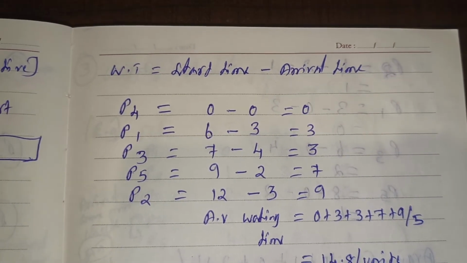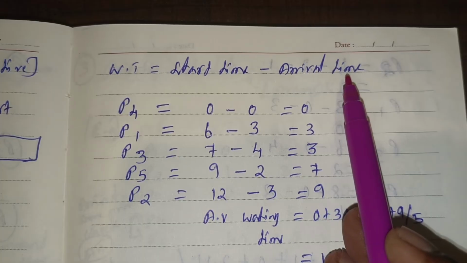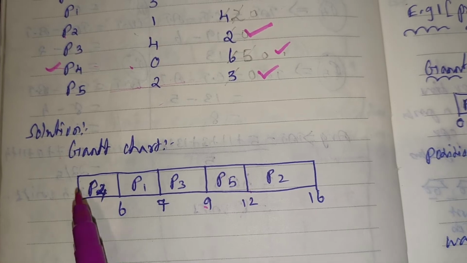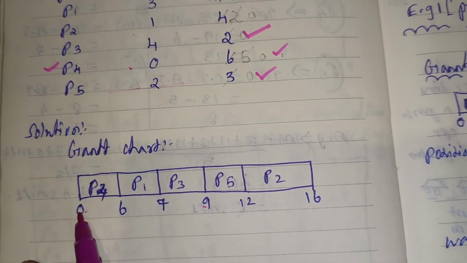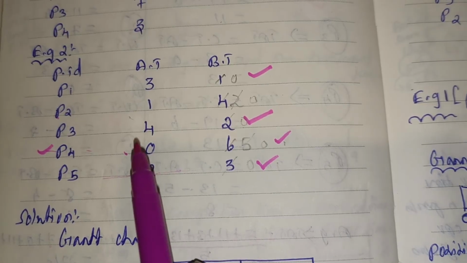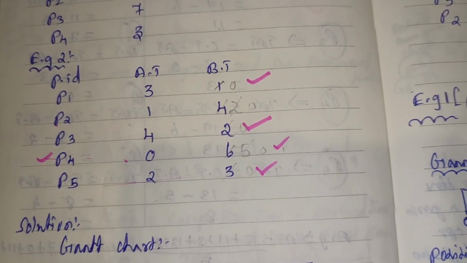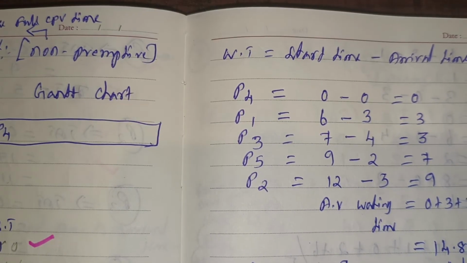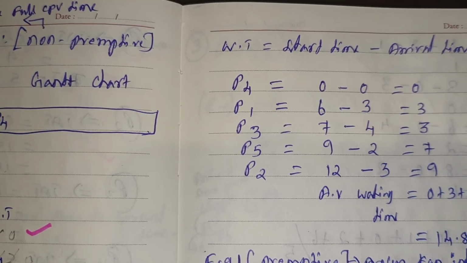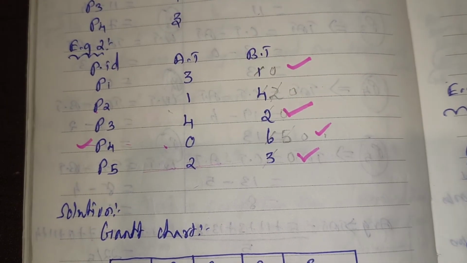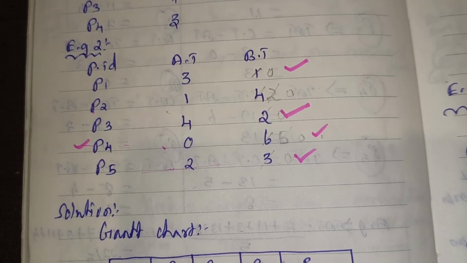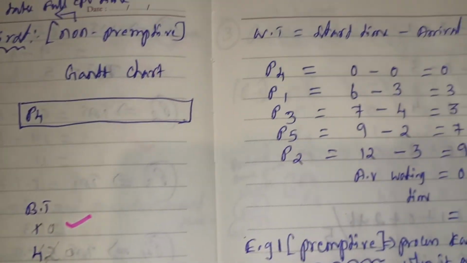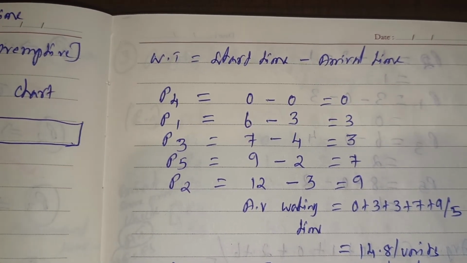Now waiting time is equal to start time minus arrival time. What is the start time for P4? You can check it over here. The start time for P4 is 0. What is the arrival time for P4? Here also you can check, 0. So 0 minus 0, the answer is 0. So it is numerically proven that P4 is not waiting for anybody. See here, P4 arrives at 0 and it starts. This is the numerical method of proving that no process is waiting.